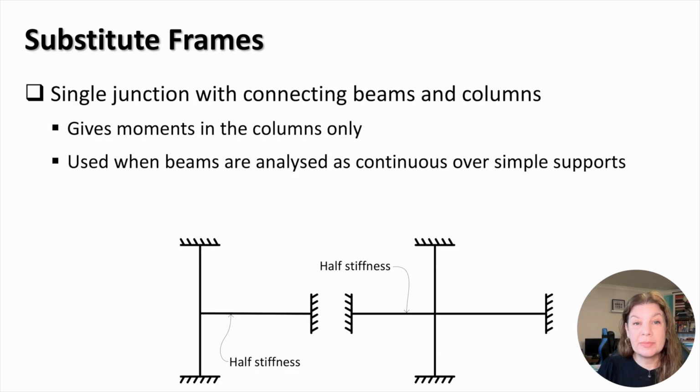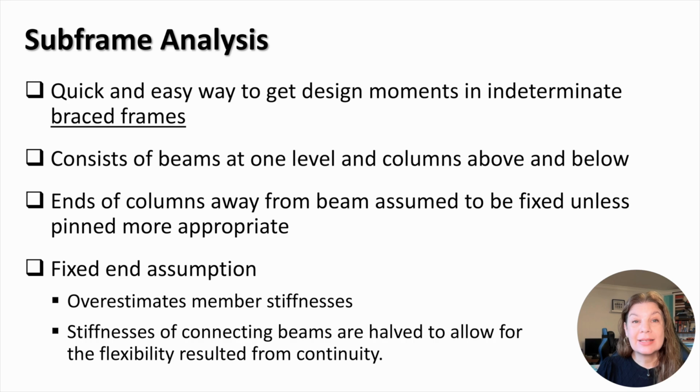The simplest subframes consist of a single junction with connecting beams and columns where the junction can be external and internal. These subframes can only be used for calculation of moments in the columns when beams are analysed as continuous over simple supports. Subframe analysis is a quick and easy way to get design moments in indeterminate braced frames.